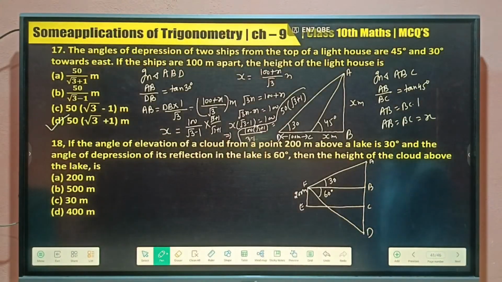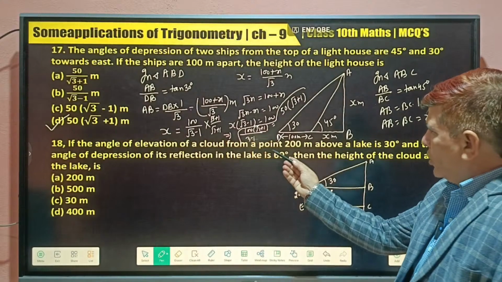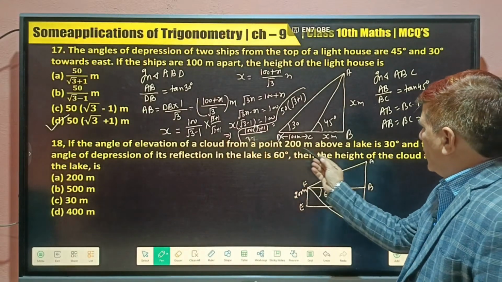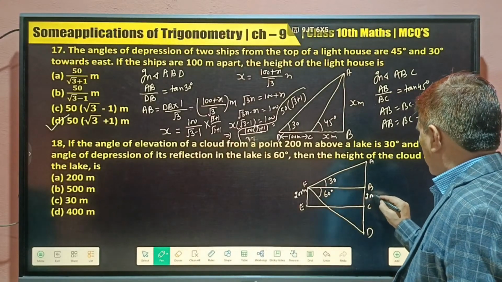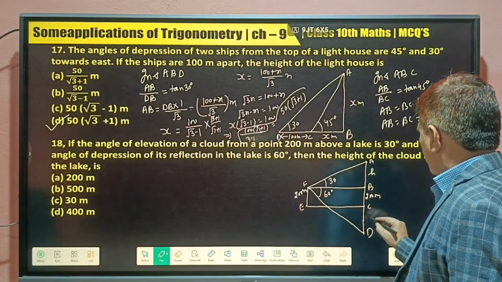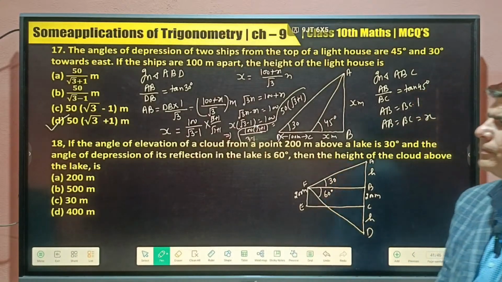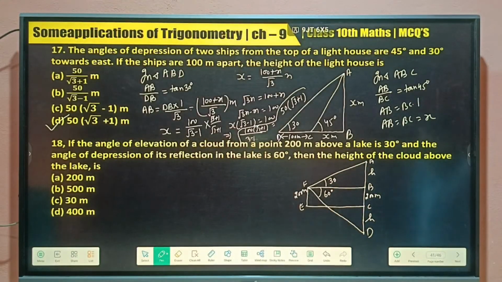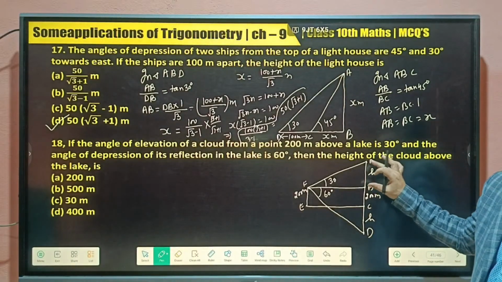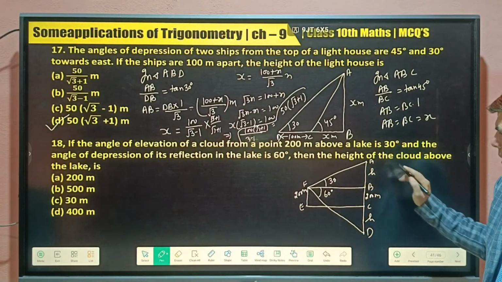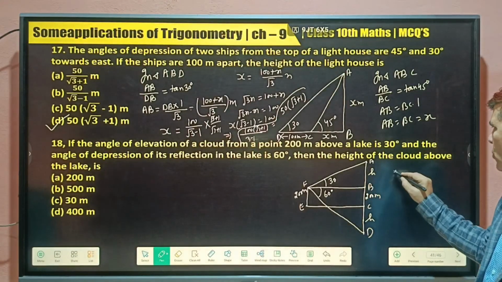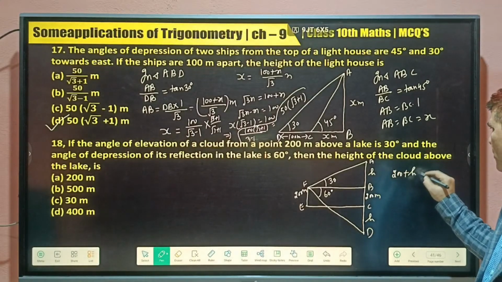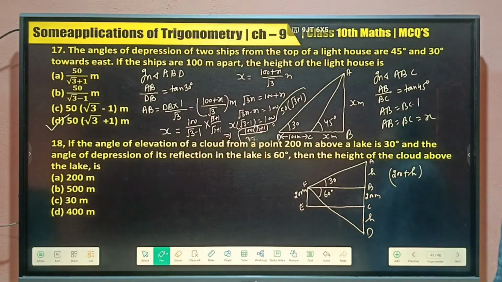Understood this? Saying if the angle of elevation of a cloud from a point 200 meter above a lake, so this is 200, so this is also 200 meter. This is H. So what we have to find out? We have to find out this H. It's meaning then the height of the cloud. What's the height of the cloud? 200 meter plus H. And if we can apply any method finding out the value of H, then we can see.